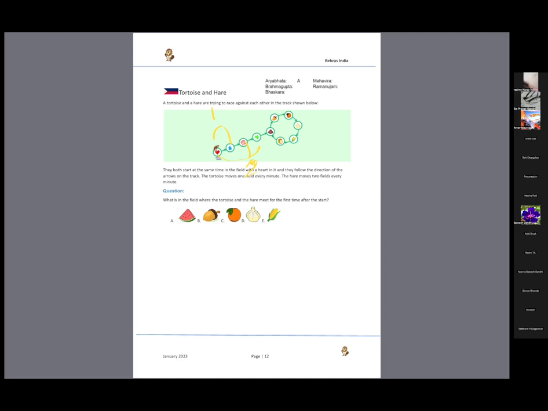And the question is, in which field will they both be there for the first time? So after starting, which is the field on which both of them will land? That's the question. Message the answers in chat if you can. If anybody has any doubts, I can explain the question again.